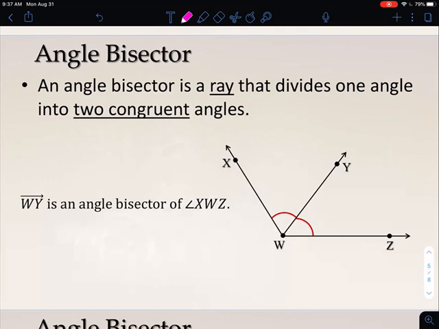Angle bisector is a term we need to know, and it's going to be something that we use quite frequently throughout the year. An angle bisector is a ray that divides one angle into two congruent pieces.